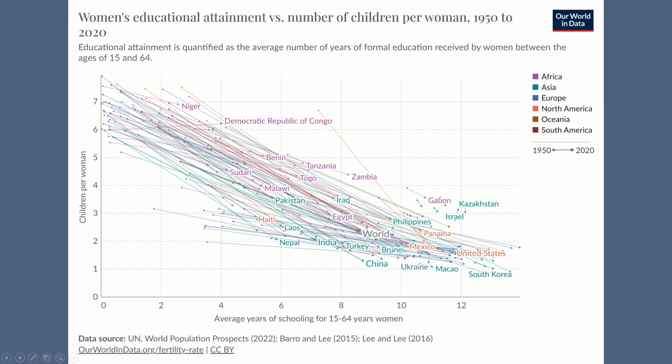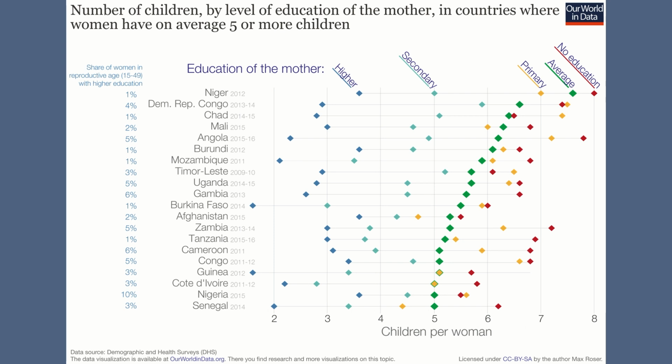Let's take, for example, the number of children by level of education of the mother in countries where women have on average 5 or more children. It shows that even within each country, the women who have much higher education have far fewer children. For Niger, which stands really high here, women who have a higher education, college level, have about 3.5 children in their lifetime, whereas women with no education are still hovering around 8 children. You can see that's quite significantly different. Education is very powerfully tied to lowering fertility rates. The data is pretty clear on that.